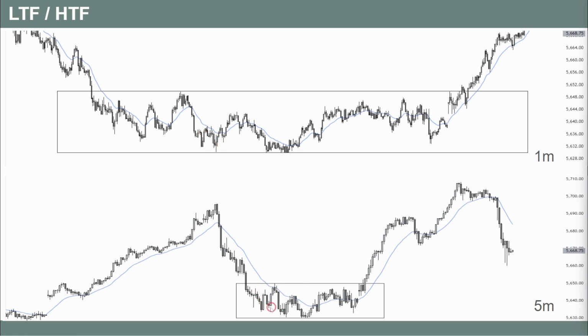On the 5 minute, we can see this 2-legged pullback right here. However, the bar was climactic and you would be shorting low on the 5 minute. This gives the appearance that it's a range on the 5 minute and we have trends on the 1 minute.